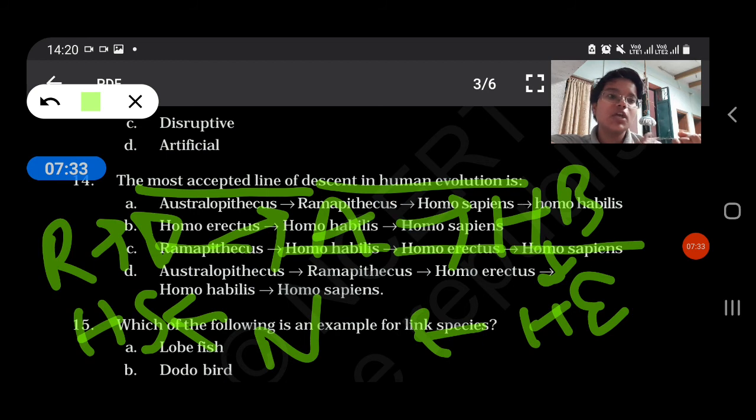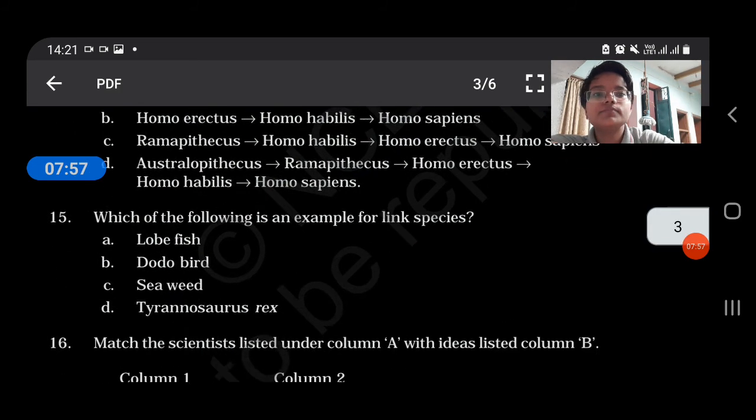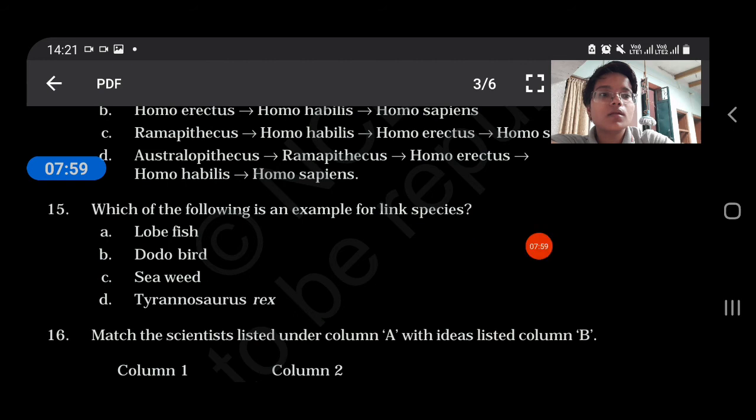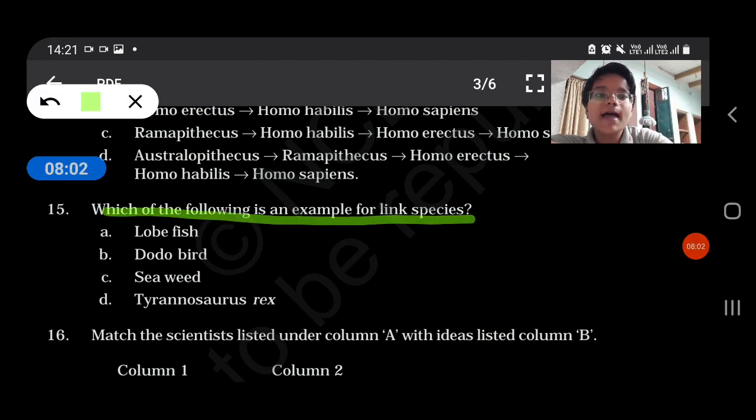Homo habilis were vegetarian, then Homo erectus ate meat, and then Neanderthals used to bury their dead bodies and live in huts. Then it is Homo sapiens, and we are Homo sapiens sapiens. About 10,000 years ago agriculture started. Which of the following is an example of a linking species? Lobefish is an example of a linking species.